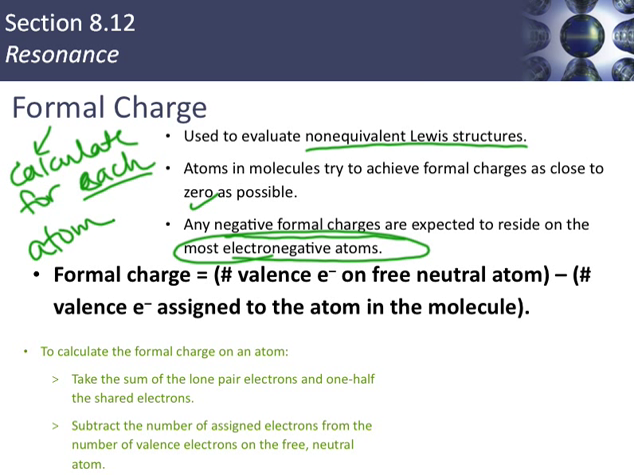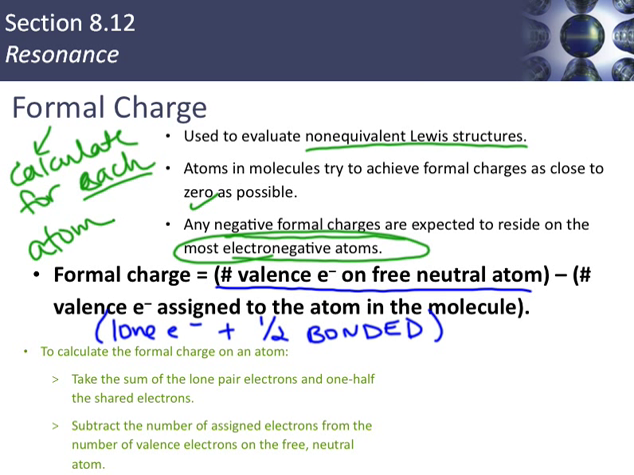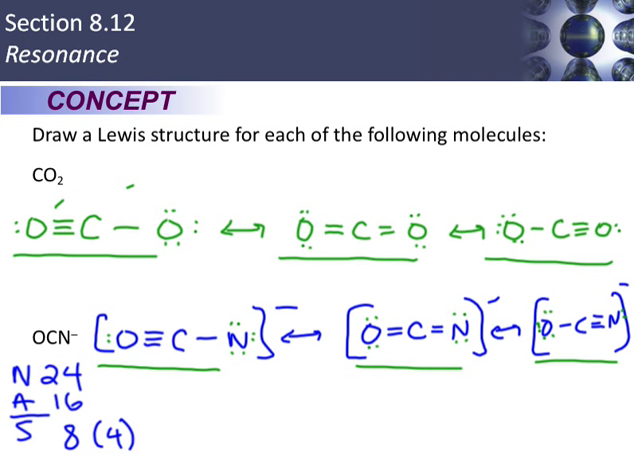So how do we calculate formal charge? I really don't like this definition much, but it's the number of valence electrons from the periodic table. So you find your atom, you find its number of valence electrons, minus the number of valence electrons assigned to the atom in the molecule. In other words, you're going to take the lone electrons plus half of the bonded, because that one atom is responsible for only half of what's in a bond. It contributed one of those 2 electrons.